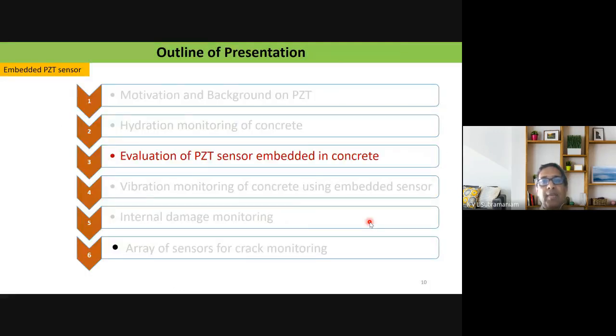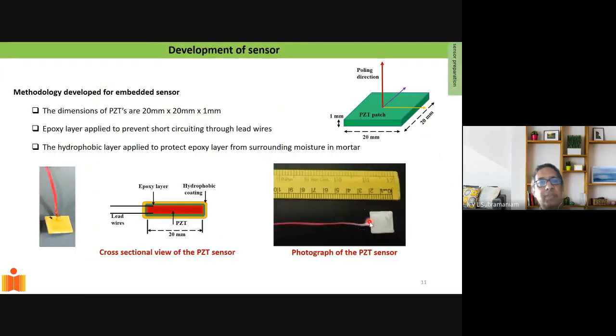So next what I want to talk about is the evaluation of this PZT sensor, which is embedded in concrete. We've actually developed an embeddable PZT sensor using PZT patches. Basically we've developed a protection mechanism which allows me to protect the PZT patch, because when I put it in concrete, concrete is a water-rich medium, so I have to prevent the PZT from short circuiting.